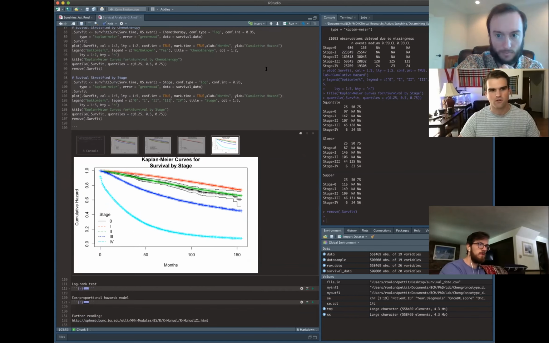I'll turn it back over to Corey to continue with how do we prove, although these look pretty dramatically different, how would we prove that these two are actually significantly different?